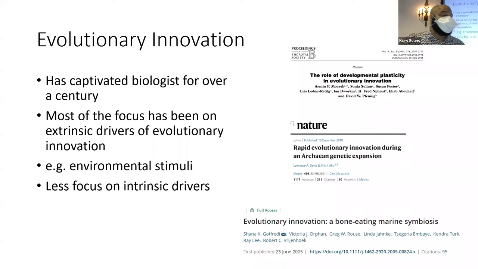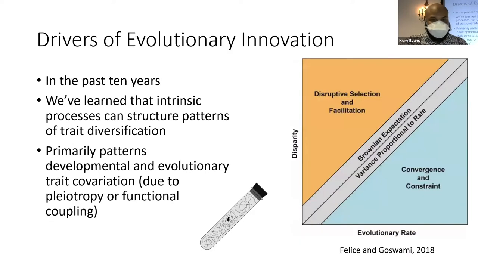So I'm not the first person to be interested in evolutionary innovations. Evolutionary innovations have really captivated biologists for over a century. A lot of the focus has been on the environmental drivers of evolutionary innovation, and there's been less of a focus on some of the organism properties that might facilitate patterns of trait diversification. However, over the past 10 years, we've actually learned a lot about the organism properties that might structure patterns of trait variance in trait diversification, primarily looking at patterns of trait variation in development and across time scales.